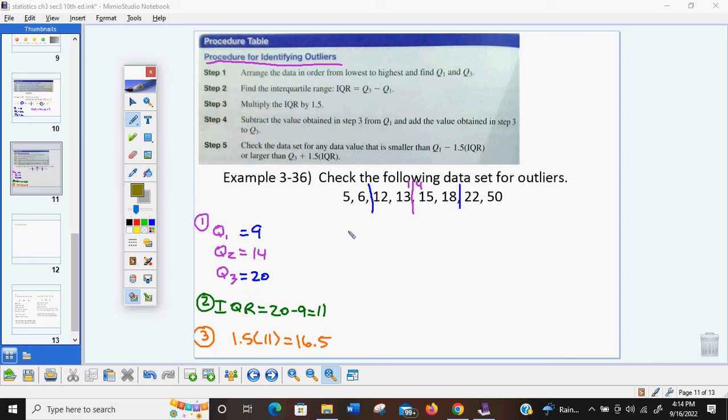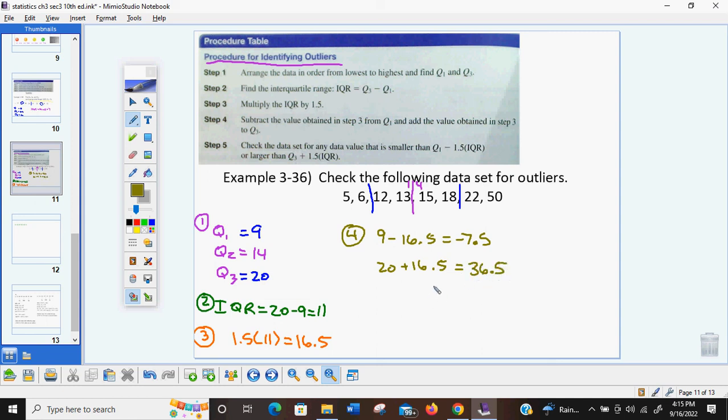So let's do step 4 up here. Step 4 says subtract the value you got from Q1. Q1 is 9, so I'm going to do 9 minus 16.5, and that gives me negative 7.5. Then it says add the value you got to Q3. My Q3 was 20, so I'm going to do 20 plus 16.5, and that gives me 36.5.